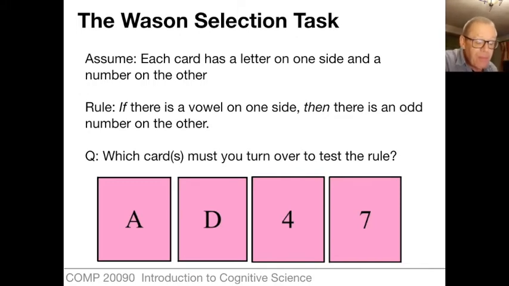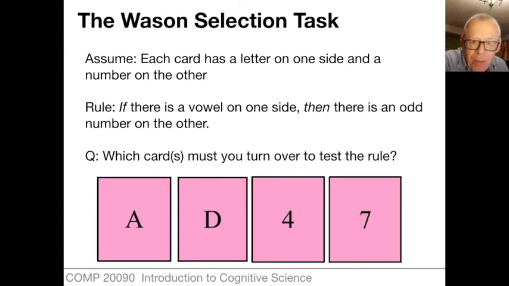as it were. You see before you 4 cards, and you should understand that each card has a letter on one side and a number on the other. We know that in advance. Supposing I give you the following rule. If there is a vowel on one side, then there is an odd number on the other. Which cards do you have to turn over in order to test that rule?